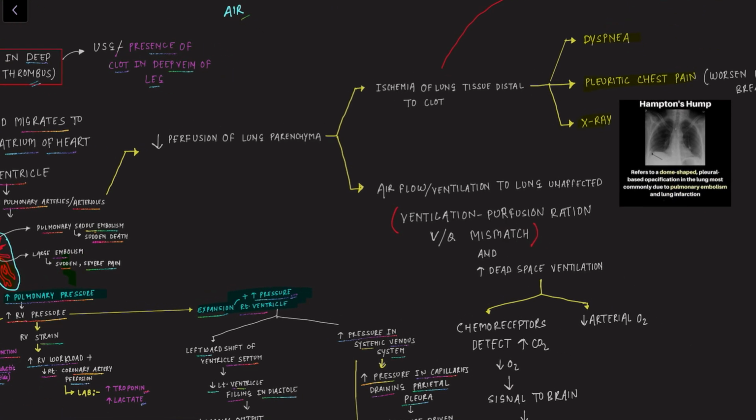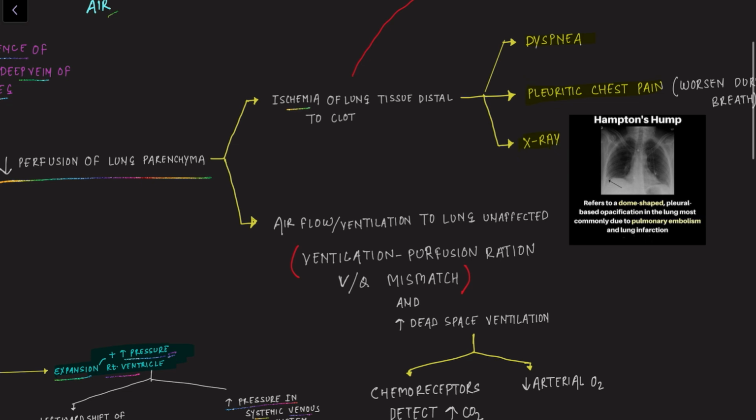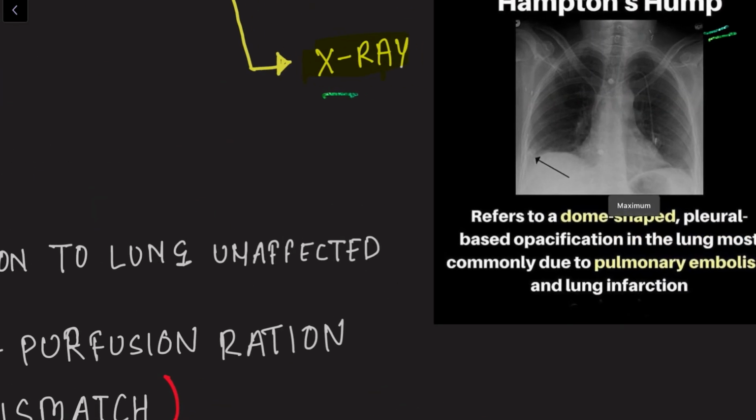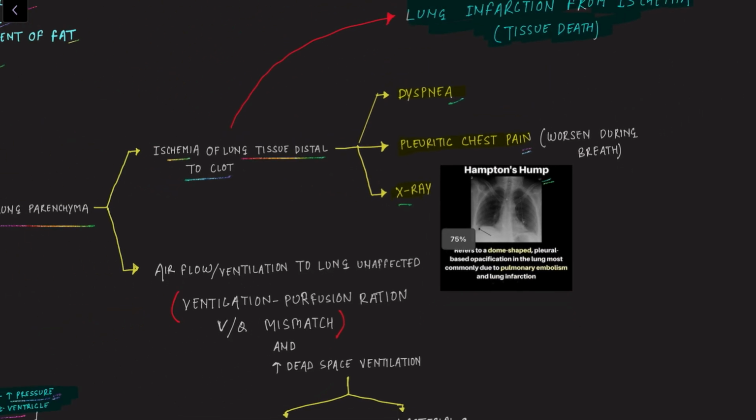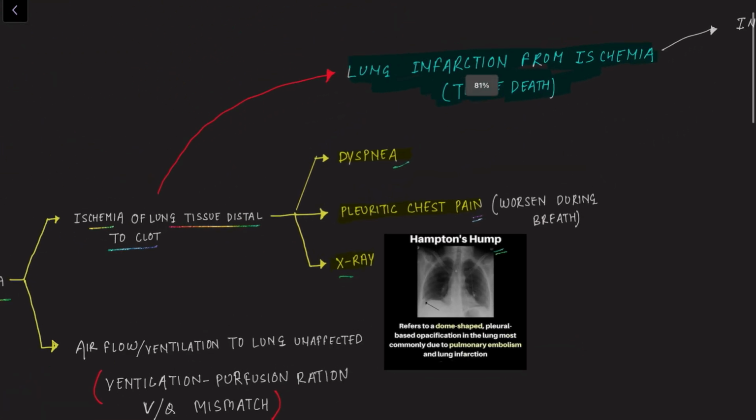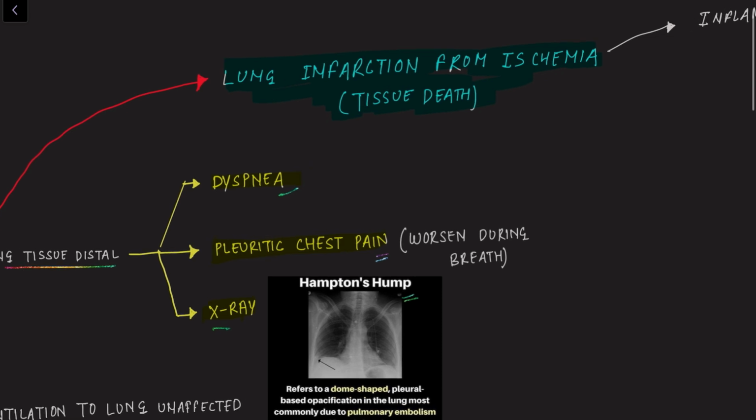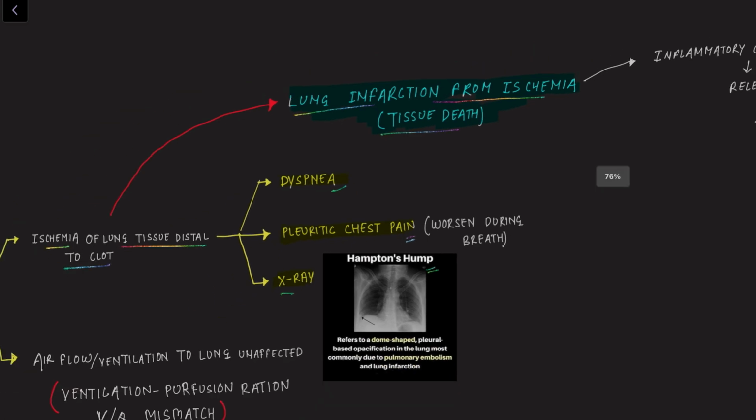Due to pulmonary artery blockage, there is decreased perfusion to the lung parenchyma. There is ischemia of lung tissue distal to the clot, with findings of dyspnea and pleuritic chest pain, and the X-ray finding is Hampton's hump. Sometimes lung infarction from ischemia occurs.